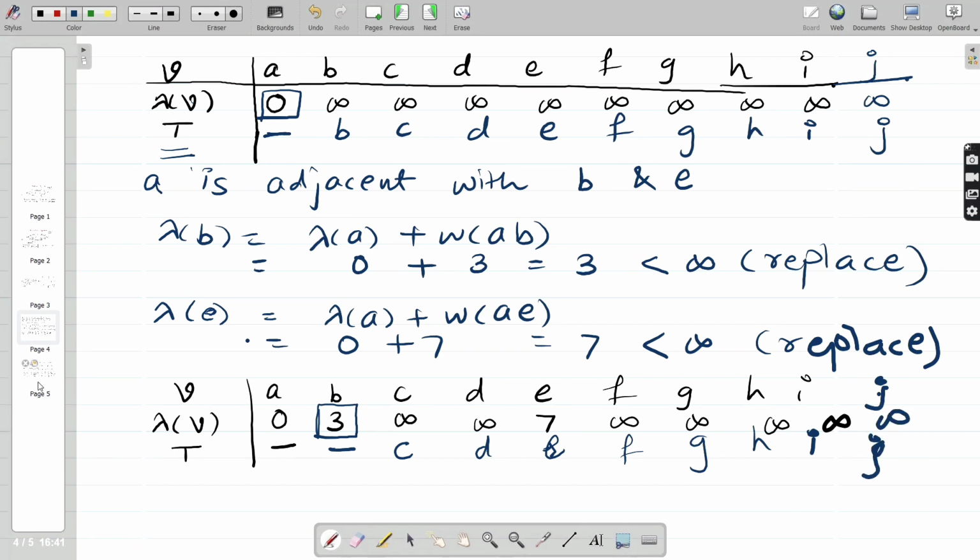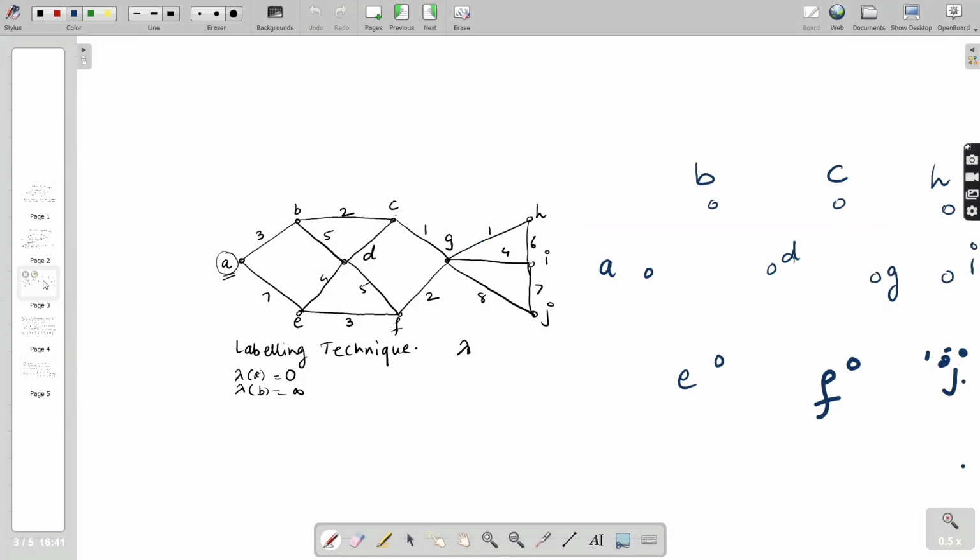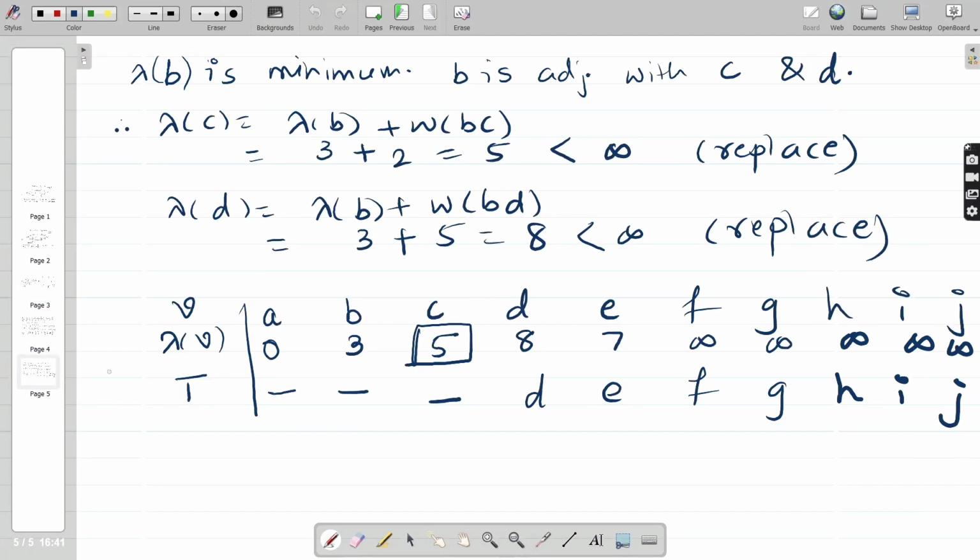So for J it is infinity. Now in the next table also I have to consider J. There are 10 vertices. Right now I'm just looking at this particular table, the table where I'm putting star.